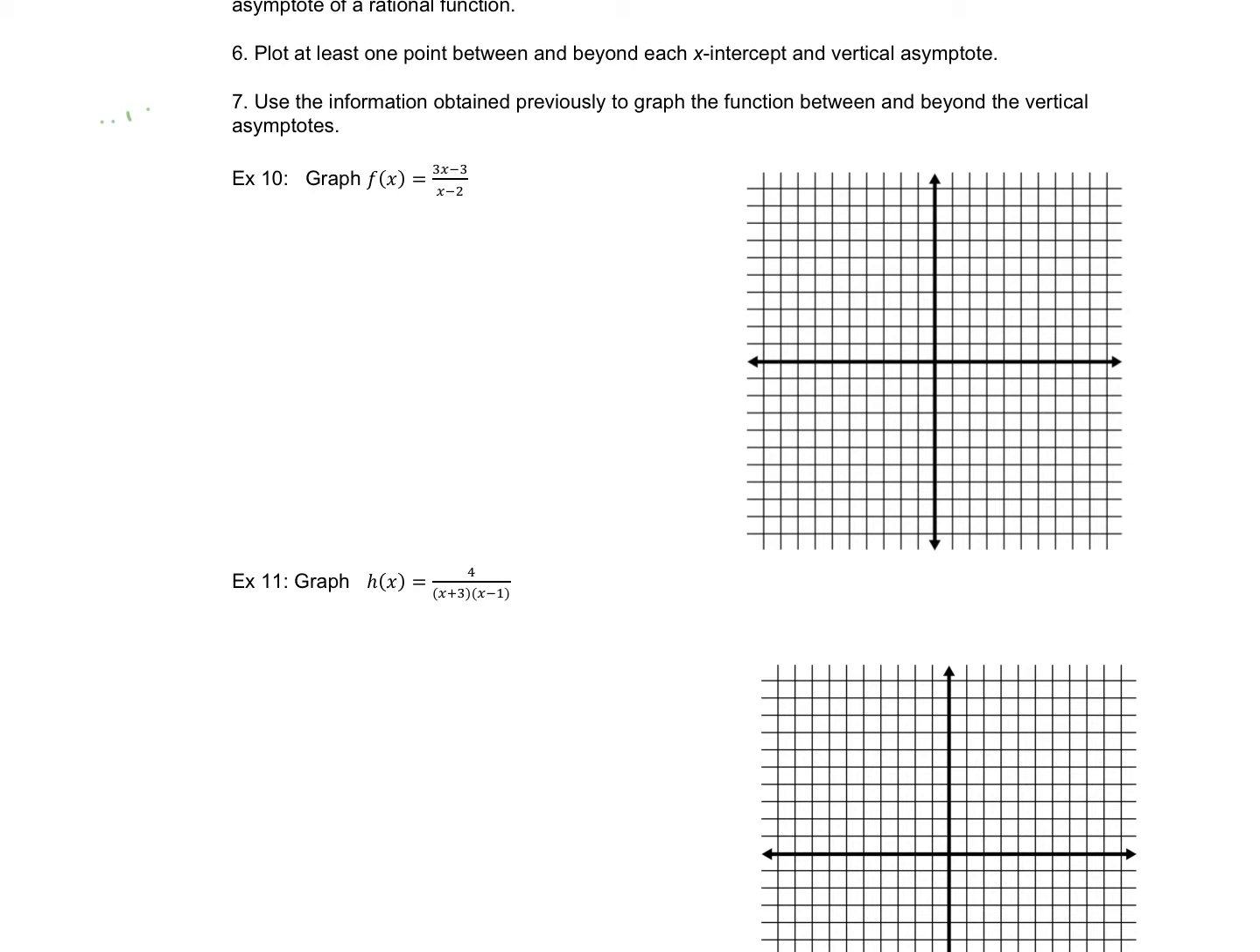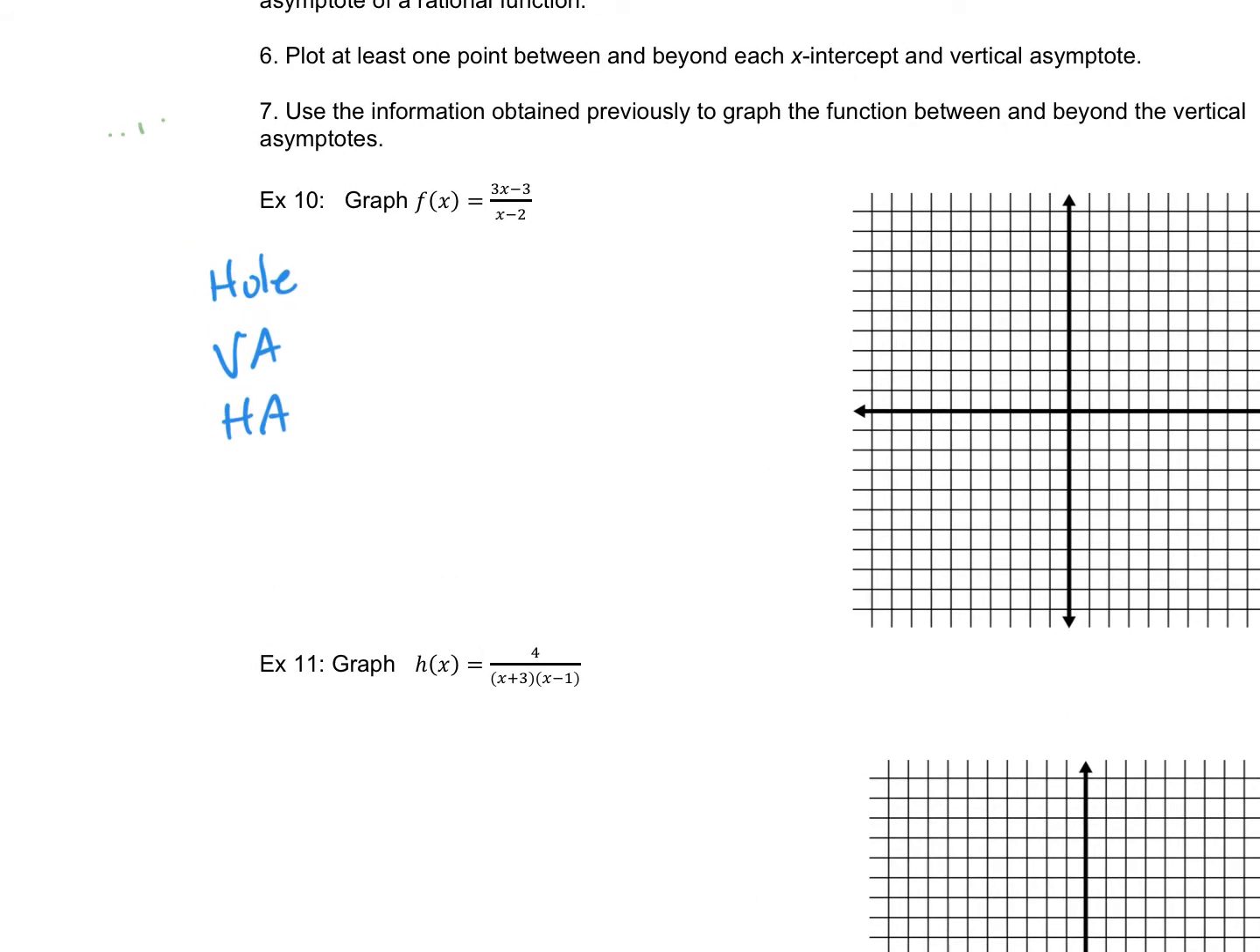Okay. We are always going to look to decide, first thing, are there any holes? Are there any vertical asymptotes? Are there any horizontal asymptotes? Okay. So to find holes, remember we're looking for whether or not there is a common factor in the numerator and the denominator. And in this case, if you look, there's no common factor in numerator or denominator. And so there are no holes.